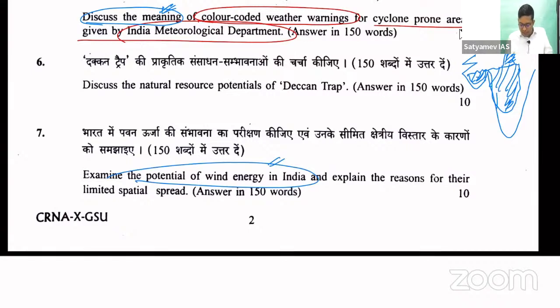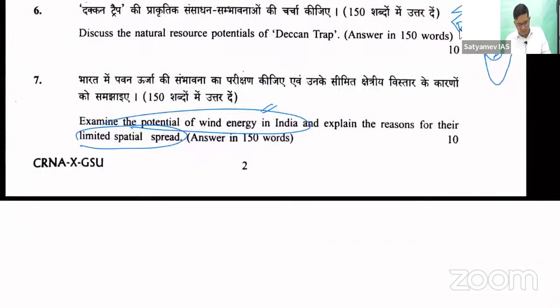But explain the regions. Next part of it is what? Explain the reasons for its limited spatial spread. So then you will have to indicate where you think windmills have been installed. At the western part of India. Western part of India will have the maximum installed energy potential. So you'll say that the western part of India will have the maximum wind energy potential.